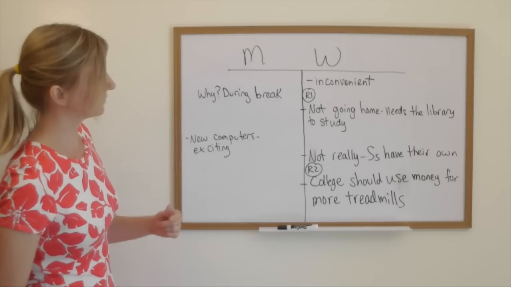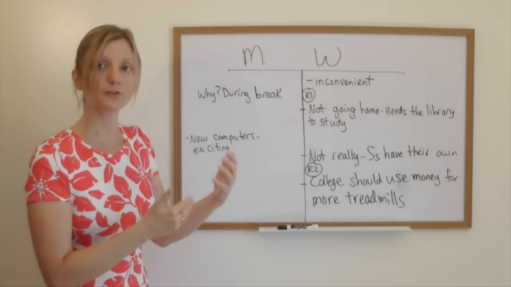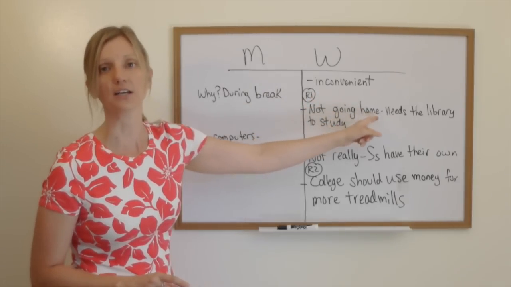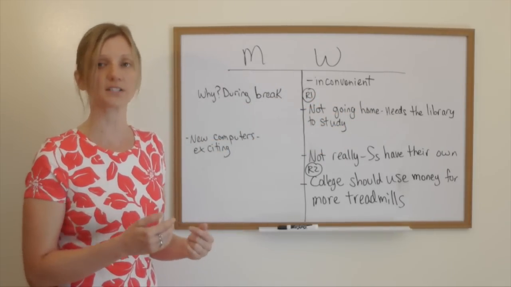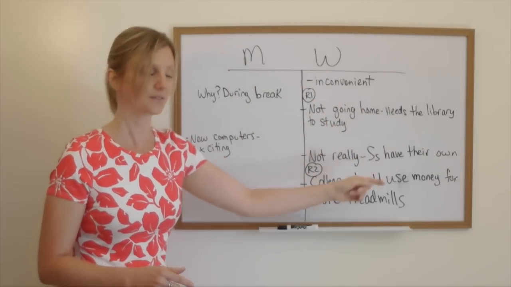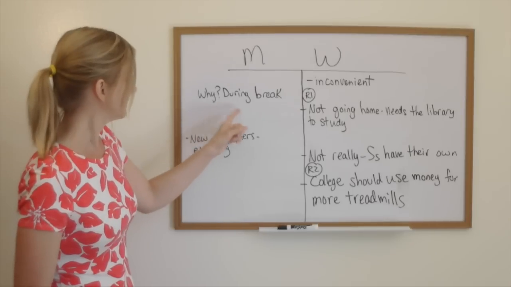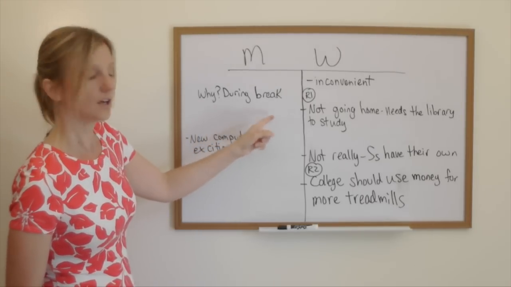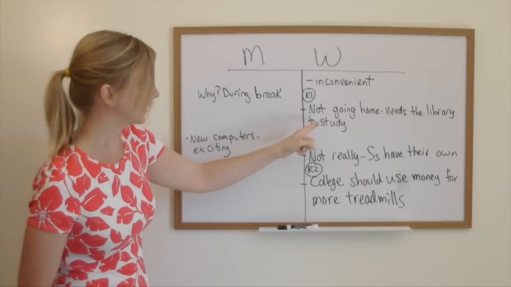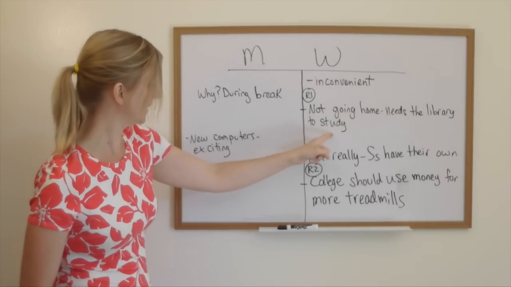You'll notice I just wrote down one word, and I'll have to make a full sentence when it comes time for me to speak. I just wrote inconvenient, but of course when I speak, I'm going to say, the woman thinks the library closure is inconvenient. Okay? The man asks why, it's during the break. Reason 1, which again is circled because it's important. Not going home, needs the library to study.